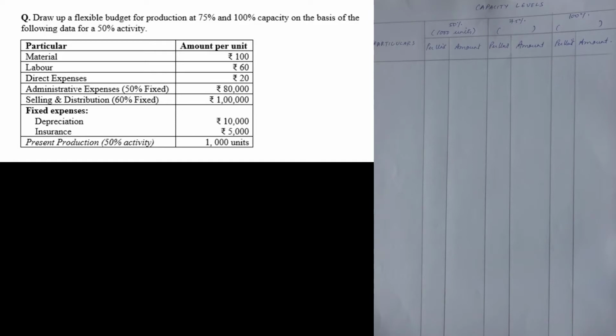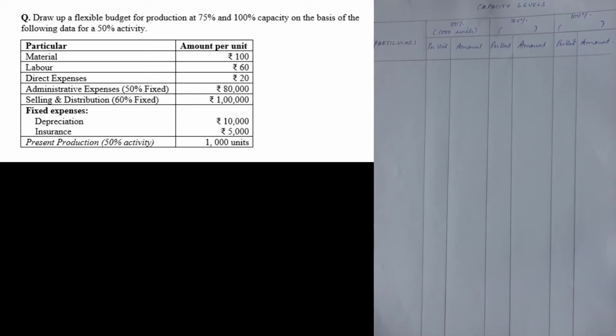Now administrative expenses, if it is 50% fixed, 50% will be variable, and it will be on the amount of 80,000 rupees. Selling and distribution is 60% fixed, that means 40% will be variable, and it will be on the 1 lakh rupees. So fixed expenses is already given, that is the depreciation and insurance. Now we have to prepare the flexible budget for 75% capacity and 100% capacity.